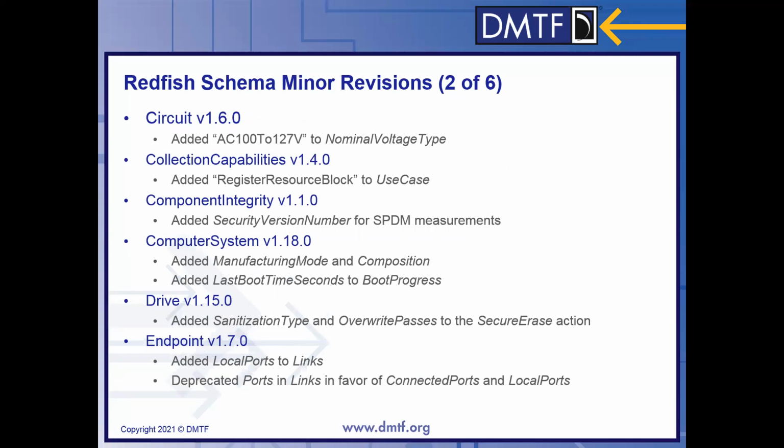All right, moving on. So most of these are going to be much less interesting. Additional voltage types, some additional capability pieces. Nothing to go into detail there. A version number that was part of SPDM was added to component integrity. In computer system, there was a property added called manufacturing mode.